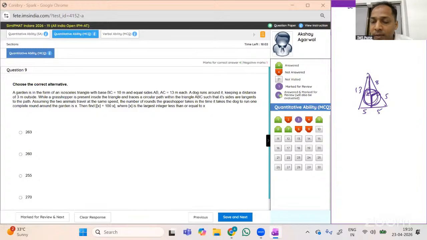If this is, we need to find what? Grasshopper is running on that circle, and then there's this guy who's running at a distance of 3 meters on the outside. Assuming both travel at the same speed, the number of rounds the grasshopper makes in the time it takes to run one complete path. Okay.